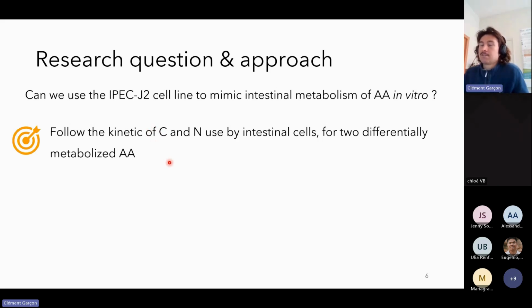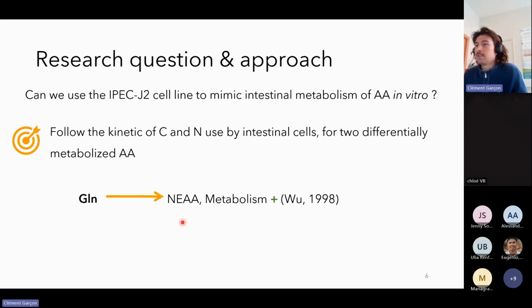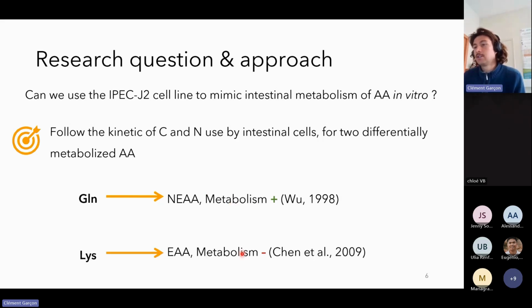We took two amino acids that have very different behavior. First, glutamine. That is a non-essential amino acid, and it is very much metabolized by intestinal cells because it's an important energy source for them. So we know that in vivo, almost none of the glutamine appears in the blood because it's used for energy production by intestinal cells. And on the contrary, we use lysine, which is an essential amino acid, and it's not much metabolized. It should not be catabolized in intestinal cells, and is just a bit used for protein synthesis, but very low use. So that's what we wanted to do.